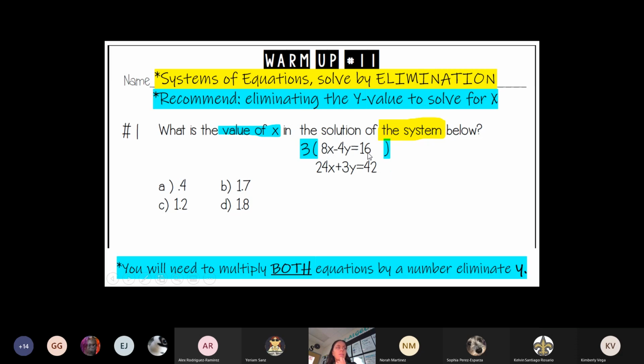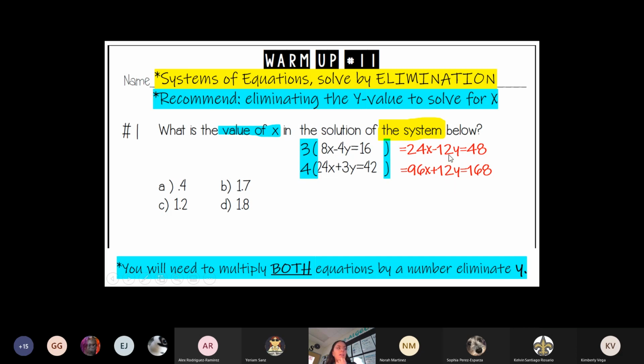We're going to multiply that whole first equation by 3. When I multiply that first equation by 3, I get 24x minus 12y equals 48, because I multiplied 3 times every term, the 8, the negative 4, and the 16. Then I'm going to multiply this second equation by 4. By multiplying the first equation by 3 and the second equation by 4, I end up with the same coefficient for the y term.